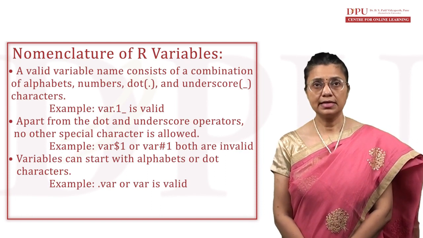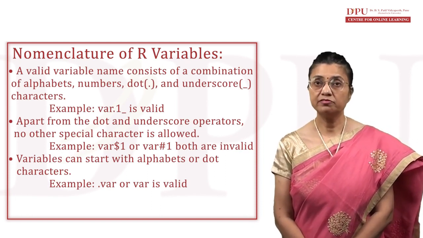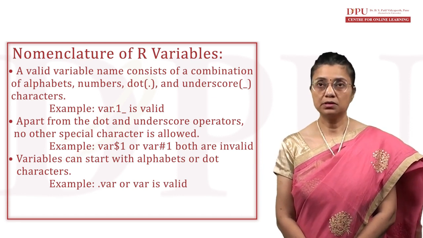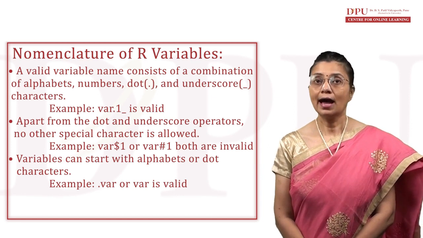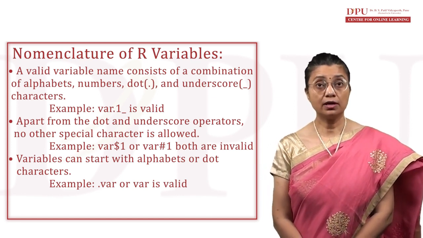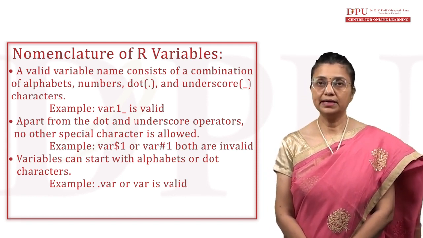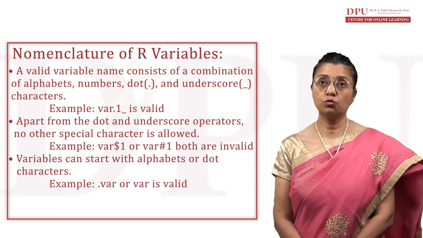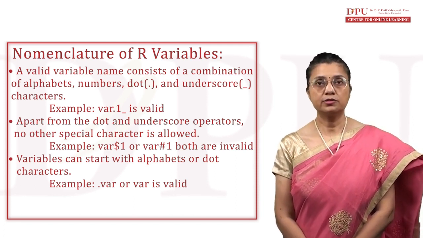The first pointer says that a valid variable name consists of the combination of alphabet, which is from A to Z, numbers, which are from 0 to 9, dot, which is a period, and underscore, which is not a minus sign but a symbol below the minus sign. So I repeat, there are 4 things which are allowed to make a variable: alphabet, numbers, dot, and underscore.